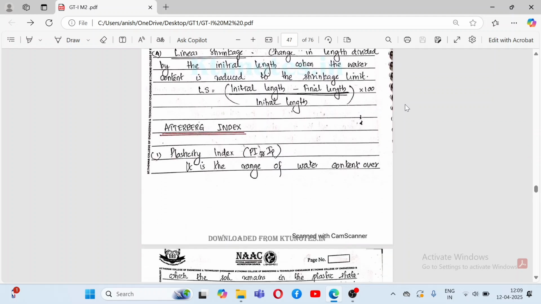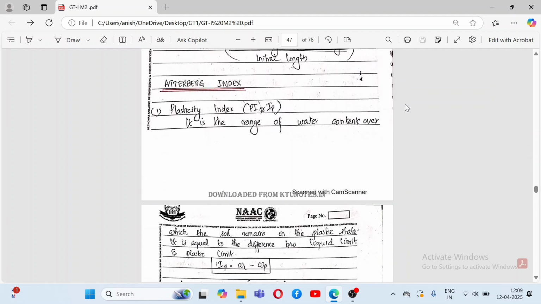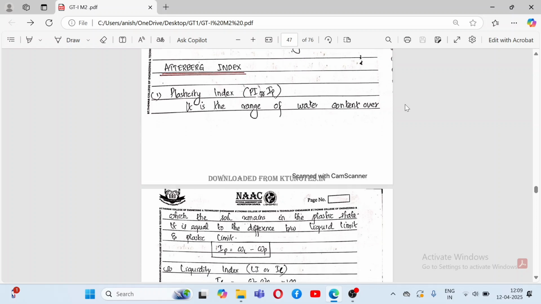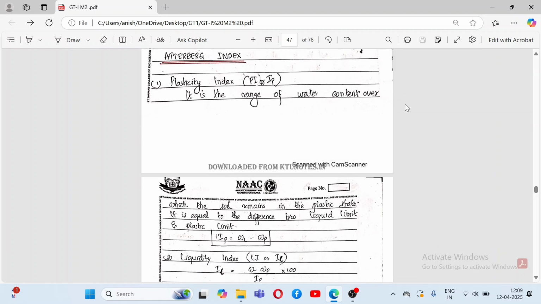Okay. Next comes the Atterberg's index, plasticity index, which is very important. It is the range of water content over which the soil remains in a plastic state. Okay, it is equal to the difference between liquid limit and plastic limit. That is IP, plasticity index. IP is given by WL minus WP. Okay. Next is liquidity index. Okay, plasticity index is given by PI or IP.